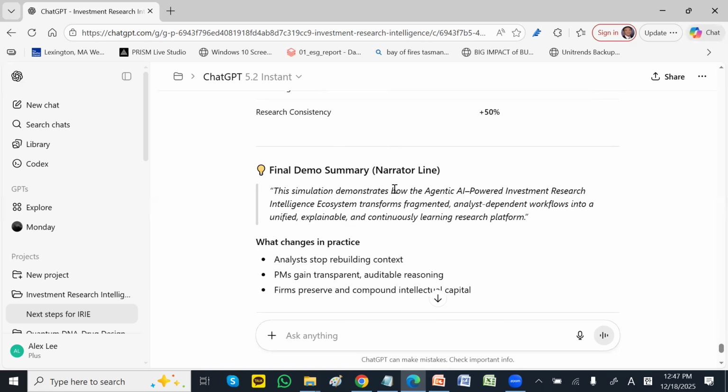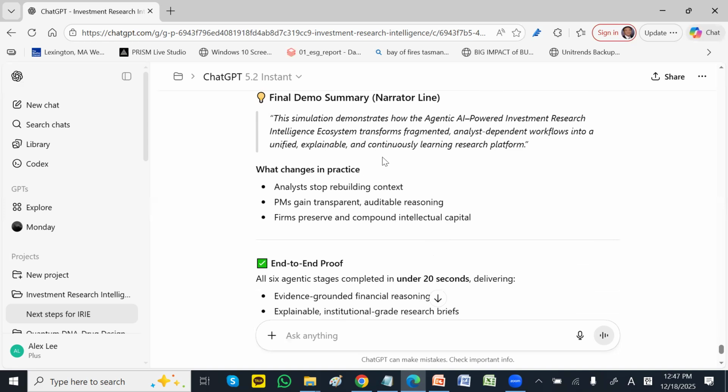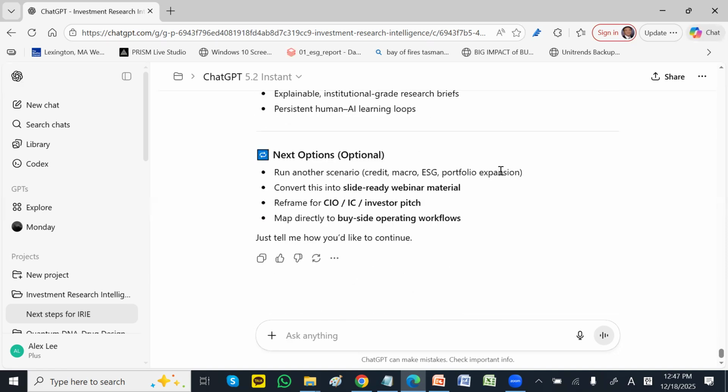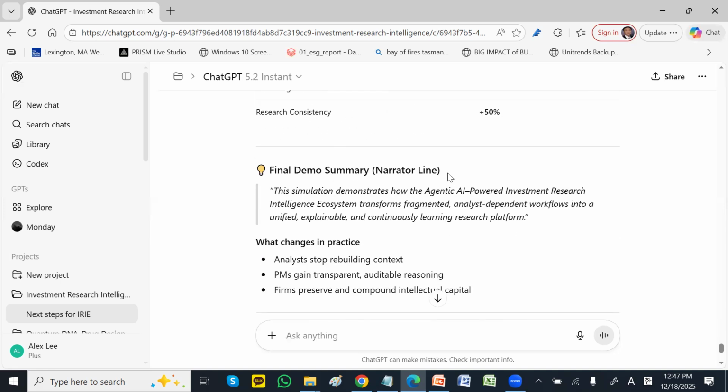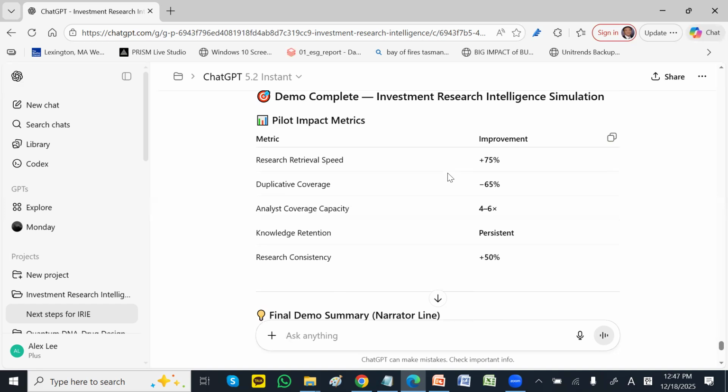The final demo summary: the simulation demonstrates how the AI-powered investment research intelligence ecosystem transforms fragmented, analyst-dependent workflows into a unified, explainable and continuously learning research platform. I can show many things, but anyway, this is a snapshot of what is meant by knowledge orchestration, what you can do, and what kind of benefit you can get from this.